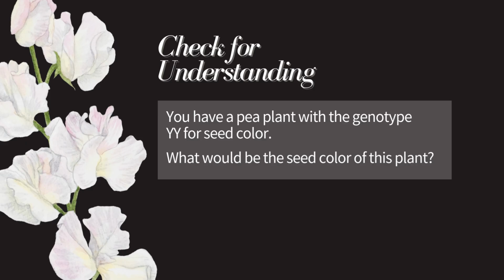Check for understanding. You have a pea plant with genotype YY for seed color. What would be the seed color of this plant? So it will be yellow.